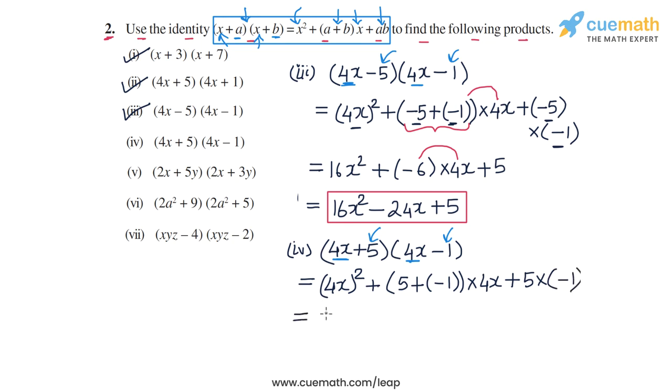Okay, now 4x whole square is 16x square, then we have 5 plus minus 1 is 4, and 4 into 4x will be 16x, so we will get 16x as our second term, and then we have 5 into minus 1, which is minus 5, so we get minus 5. So this expression 16x square plus 16x minus 5, this is the product in part 4.